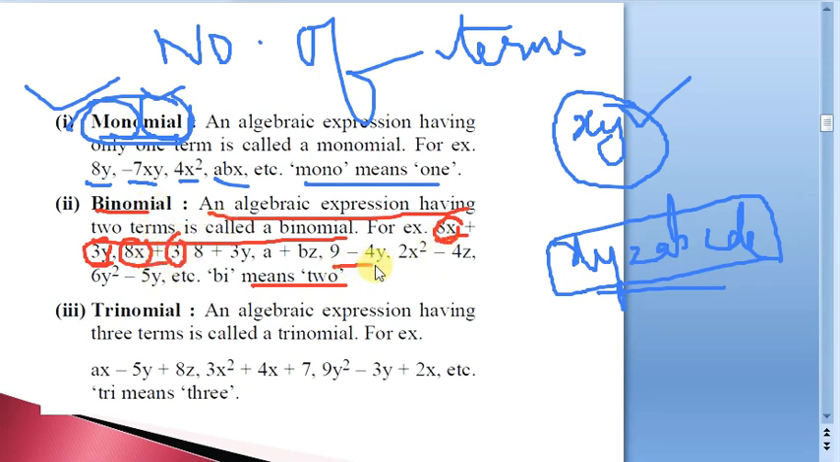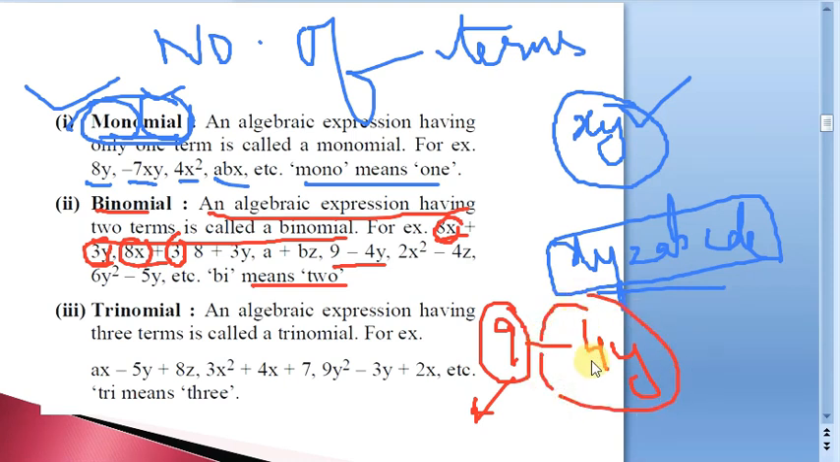Take 9 minus 4y. 9 is a term. Remember, minus 4y is one more term, not 4y. So the second term is taken along with the sign: minus 4y is the second term. So it is also a binomial. A binomial will involve two terms.